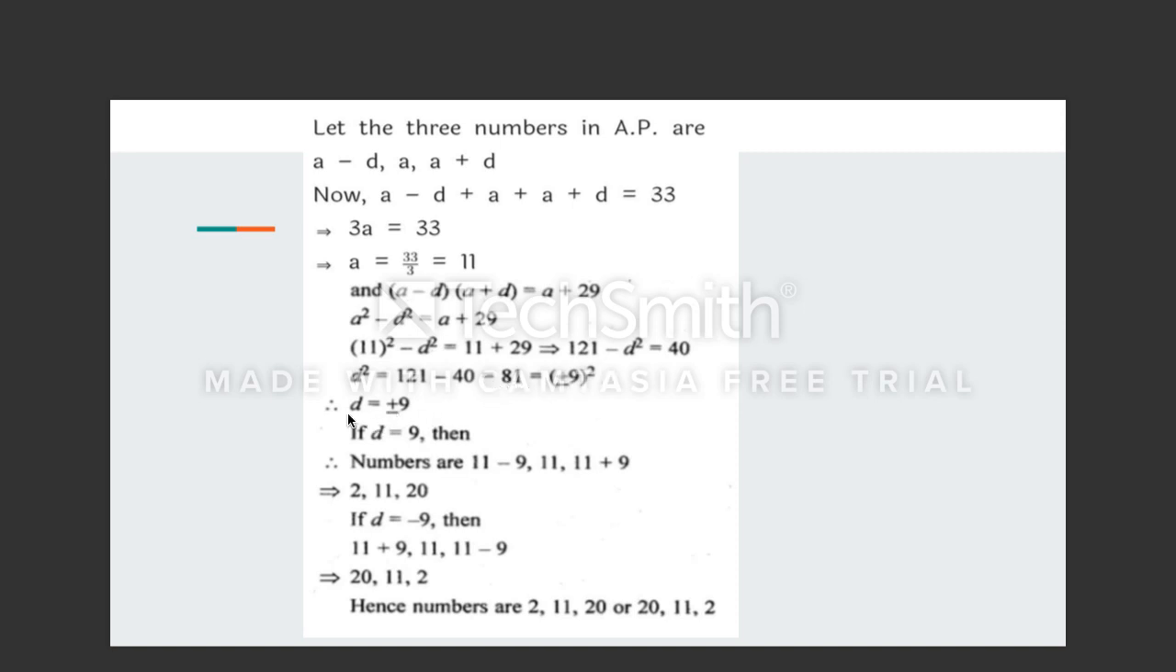So I'll have to take firstly D as plus 9. So the three numbers will come this way: 11 minus 9, 11 and 11 plus 9. What is this? 2. What is this middle term? 11. Okay, second term or middle term. And what is this, 11 plus 9? That is 20. So this can be the AP. Also it can be, if D is minus 9, 20, 11 and 2. Clear this part? So the three numbers are 2, 11 and 20, or I can say 20, 11 and 2. Anyways it can be.